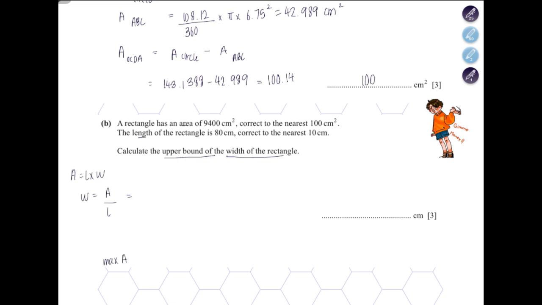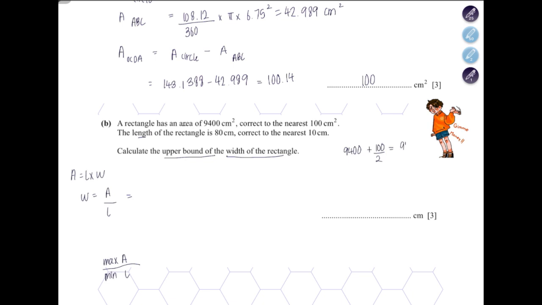Now, because we're finding the upper bound, we need to find the maximum width. We need to use maximum area divided by minimum length. You need to learn that, or you can say that since W and A are on the same level, they're both high. Length is on the bottom level, in the denominator, so we use the opposite. We use minimum. That's a trick that I like to remember.